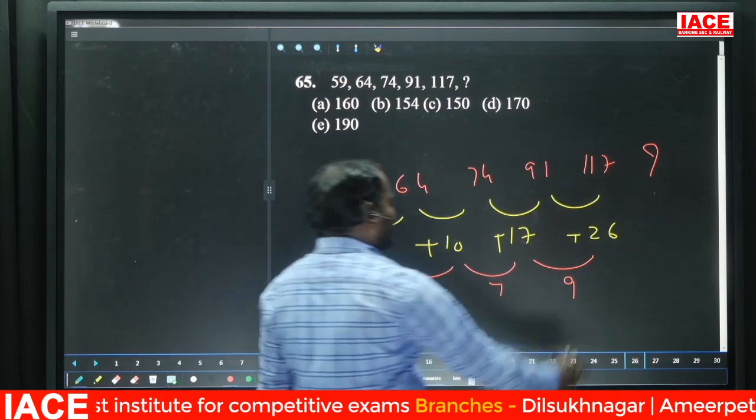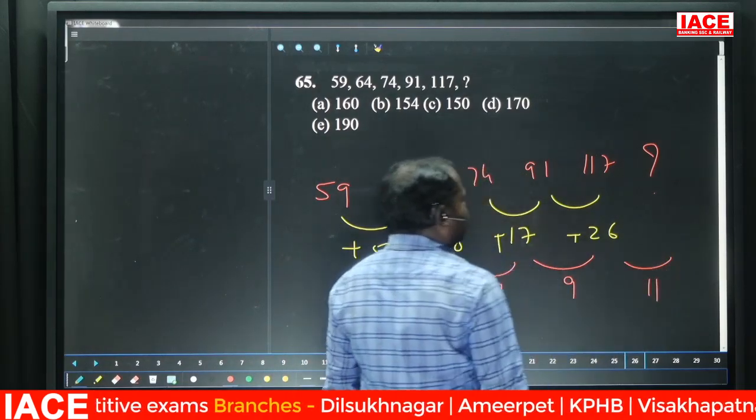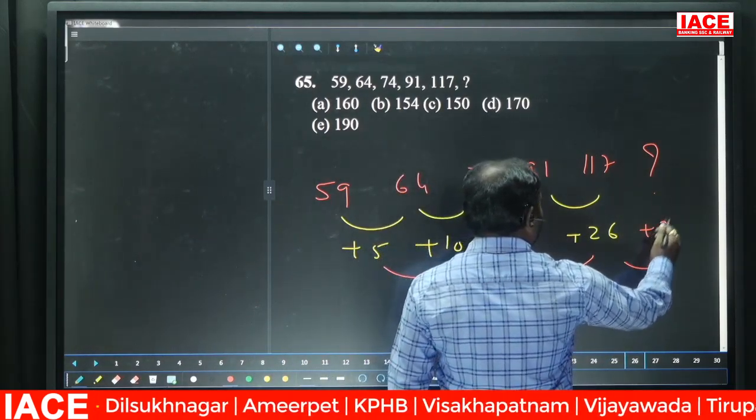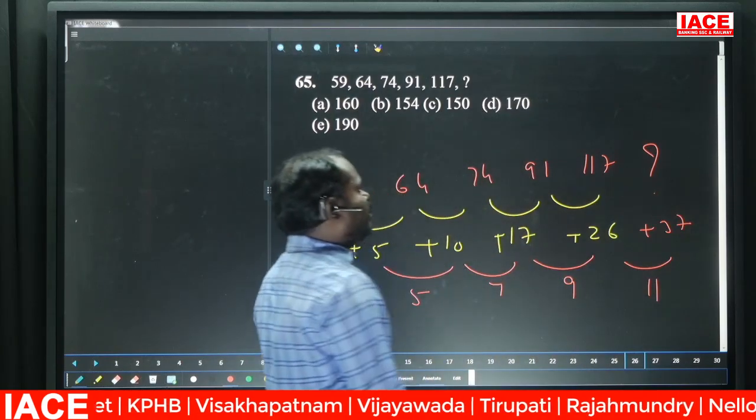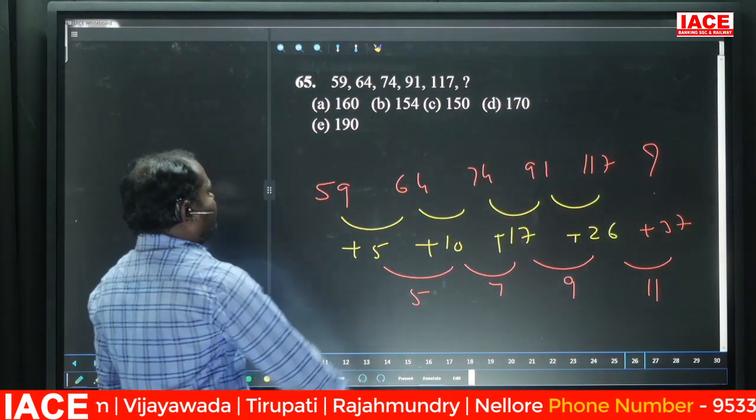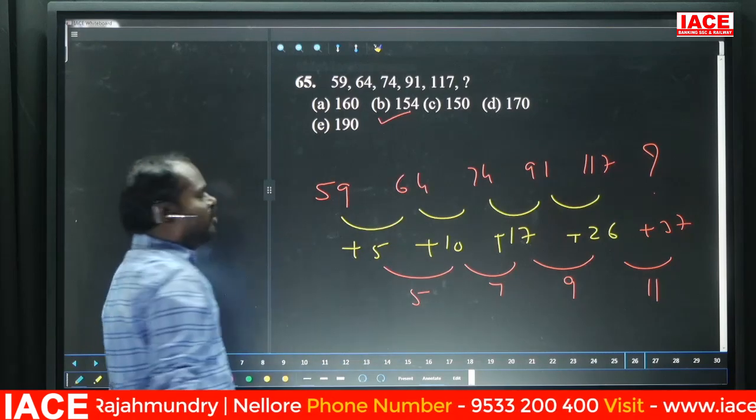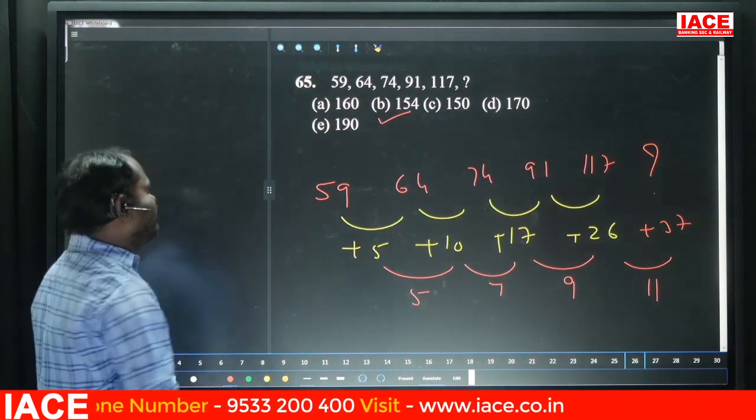Next should be 11. 26 plus 11 is 37. So 117 plus 37 is 154. 154, option B. Option B, 154. Next.